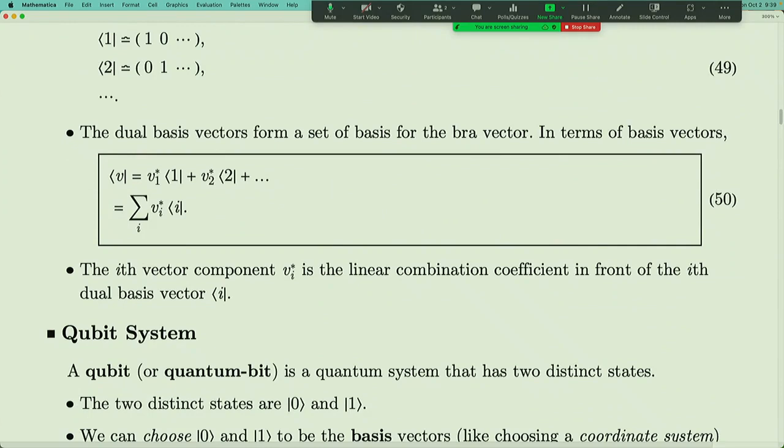Remember that these basis vectors are row vectors and one-hot. That's why when you linearly combine them with V1 star and V2 star, it simply multiplies V1 star, V2 star, and so on to the first, second, and third component. When you add them together, again, you get a row vector, as we saw just before, a bunch of these Vi star components put together. So this is another way of writing down the bra vector as a linear combination of its bases.